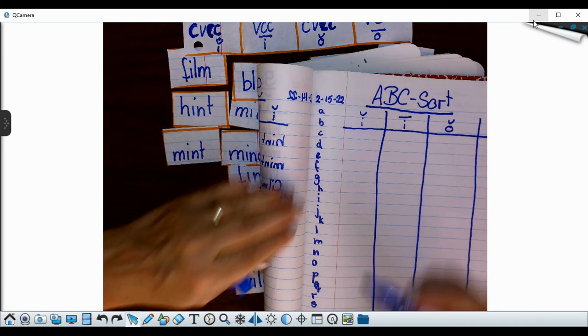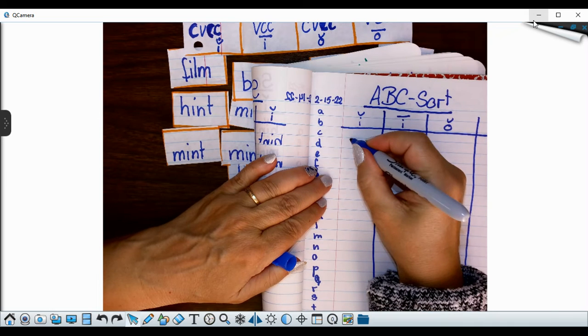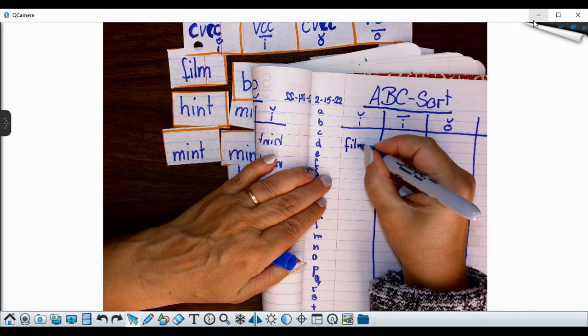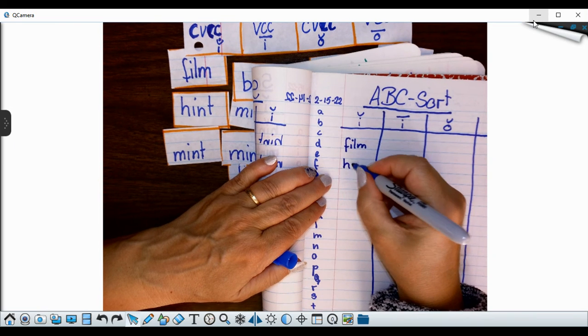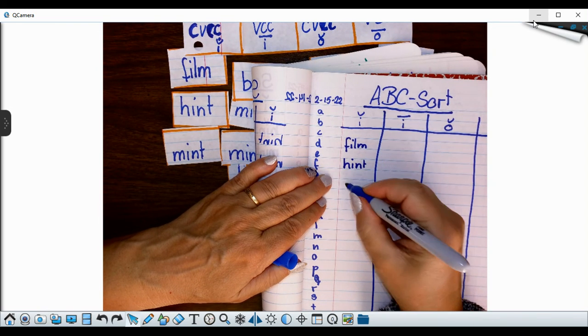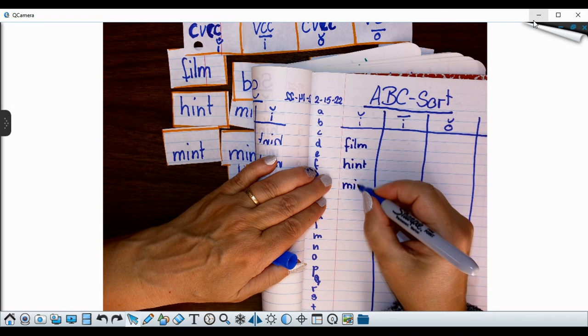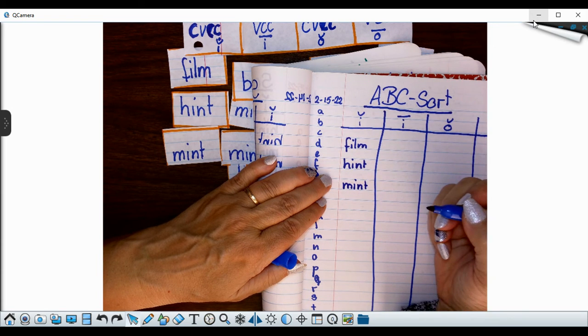All right. Then I go to my notebook. And I write them down as neat as can be. Film, hint, and mint. All right, I wrote those three down.